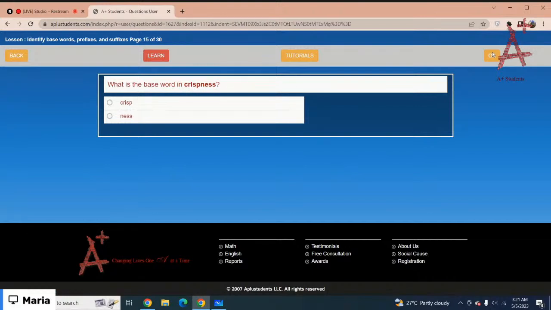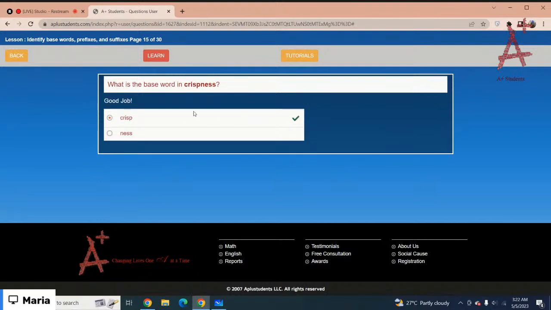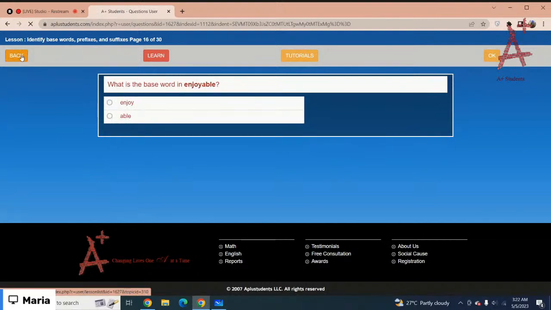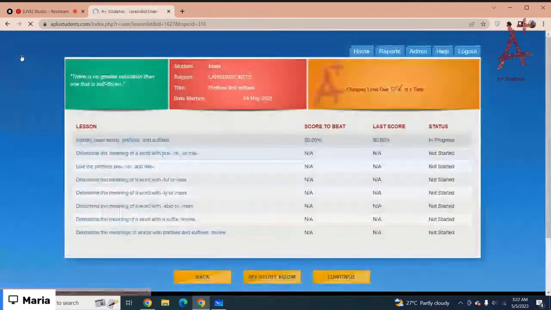Okay, which is the base word in crispness? So which is the base word? Yes, crisp is the base word. Okay, you can complete the test by yourself later today. Let me just move on to the next lesson.